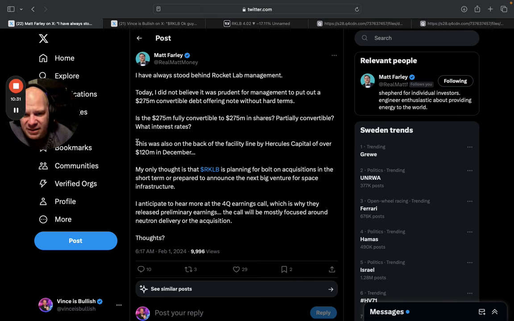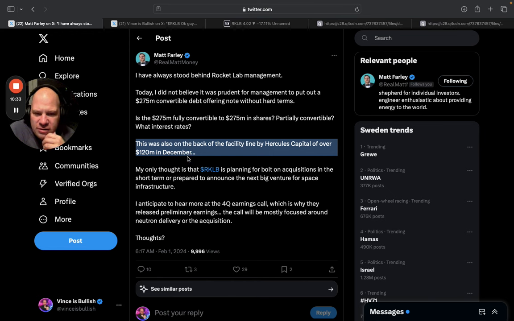As for this also being on the back of the Hercules Capital $120 million loan, that loan was expiring. So I don't know what it has to do with this one. They had no choice but to renew that loan.